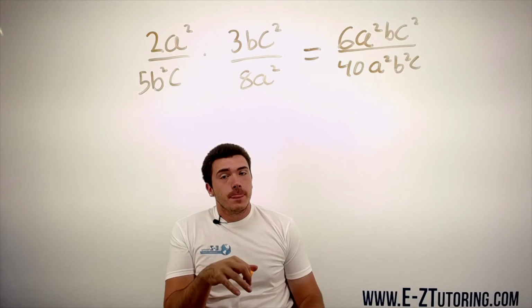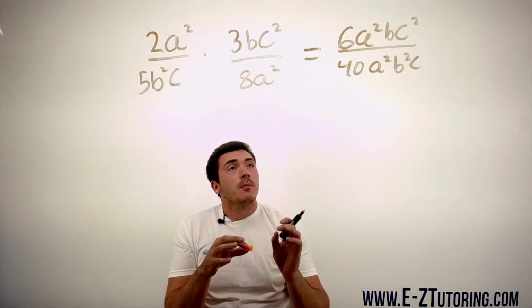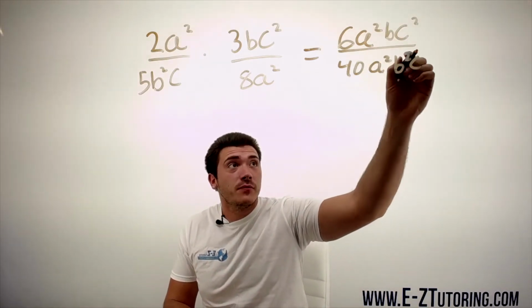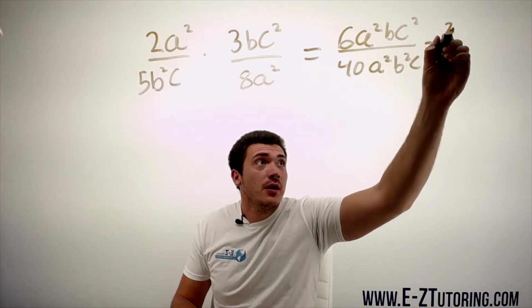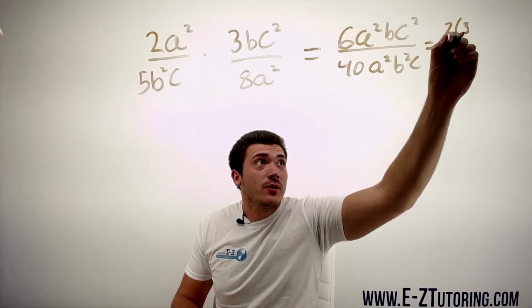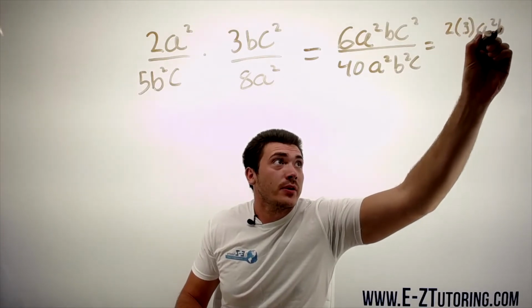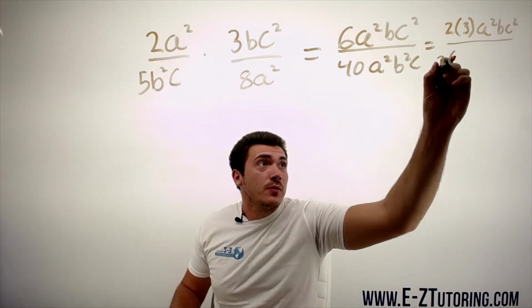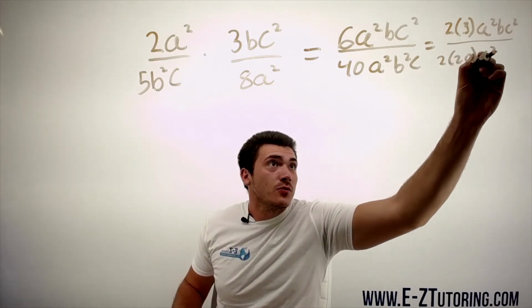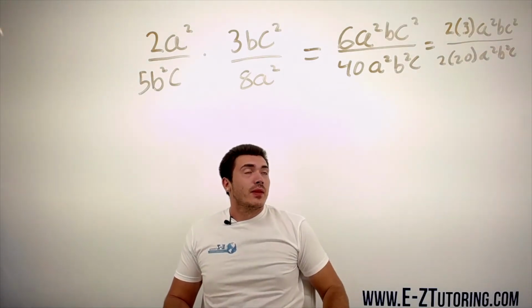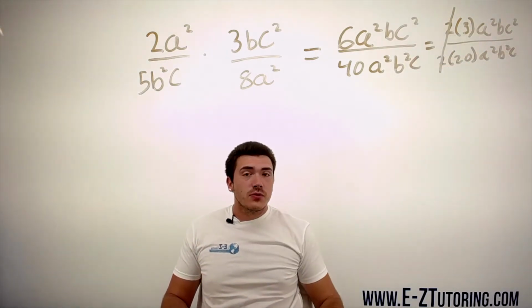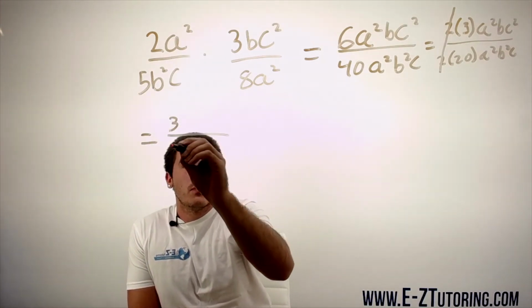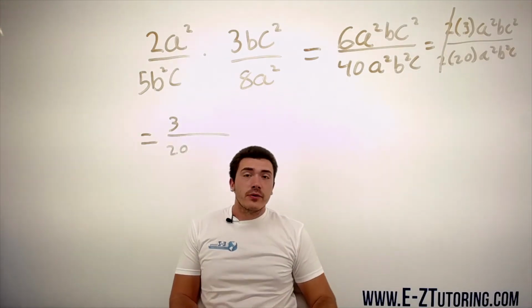6 and 40, we can simplify those. They are both divisible by 2. So what we can do is factor out a 2 from each. In the 6, if we take out a 2, we'd be left with 3 a squared bc squared. And on the bottom, if we take out a 2, we'd be left with 20 a squared b squared c. So now we can simply cross off those 2's. Now we are left with 3 over 20 and then all the rest of the variables.